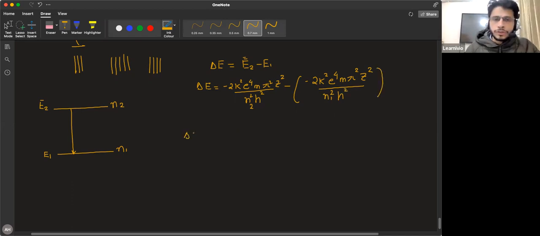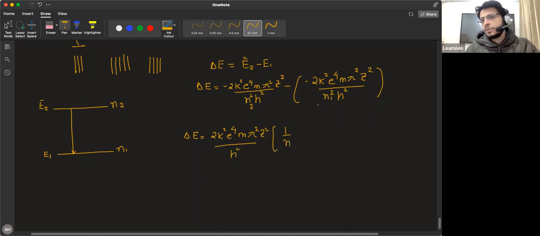From these two equations, you can take some terms common. Instead of n2, everything is the same. So I can take this 2k square e to the power 4 m pi square z square by h square. When you take these terms as common, you are left with just 1 by n. See, minus minus will give plus. So I'm writing this first and this second, minus 1 by n2 square.